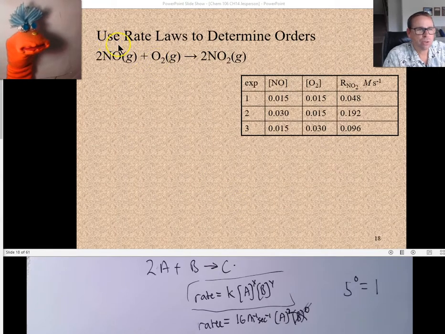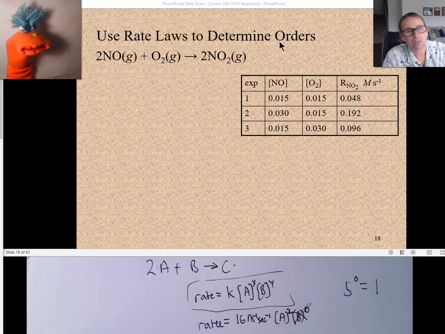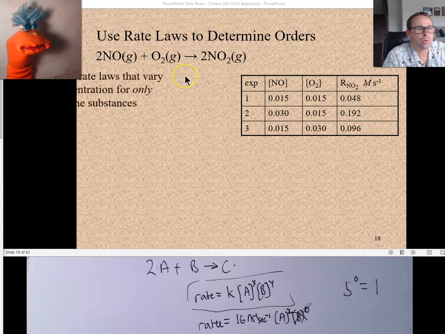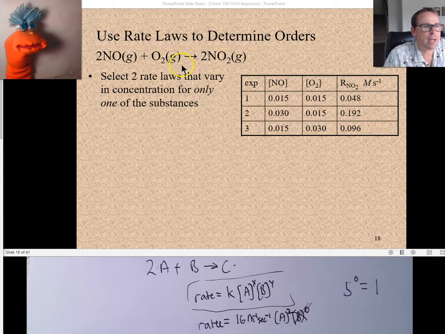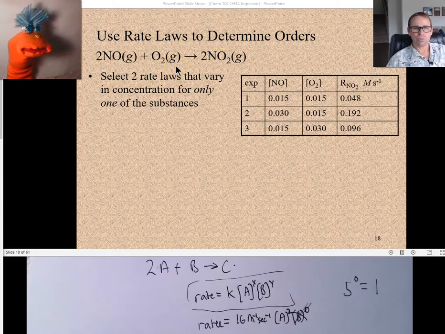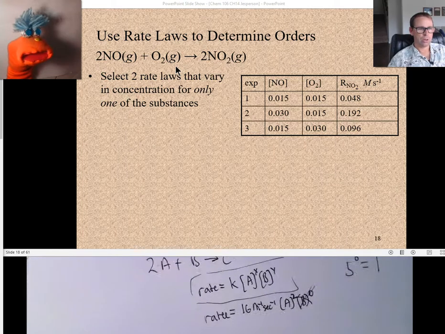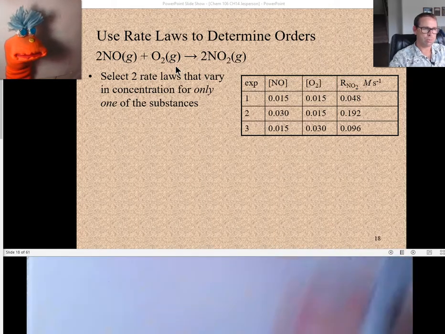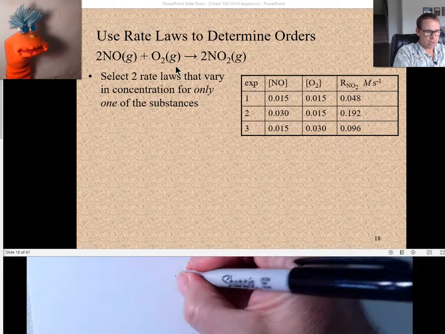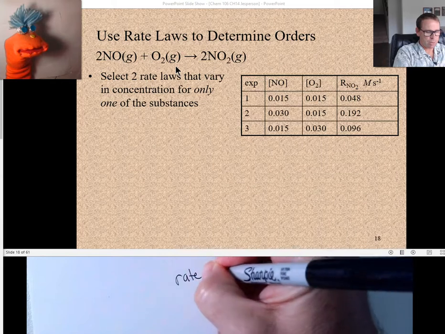So now let's use rate laws to determine the order of the reaction. All right? So we're going to take this reaction and write a skeleton rate law, a generic rate law. To write a rate law, you write rate, right? That's right. We always start writing a rate law by writing the word rate.